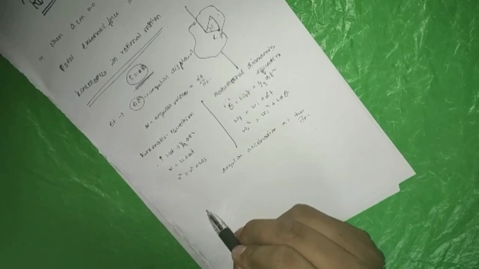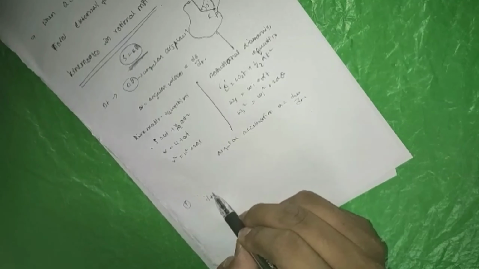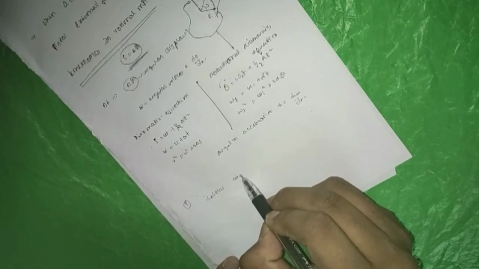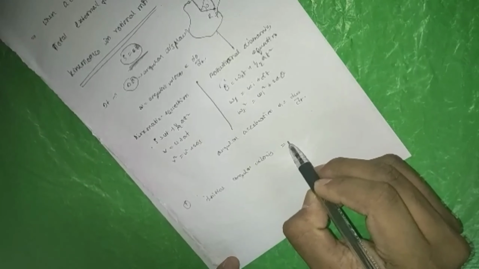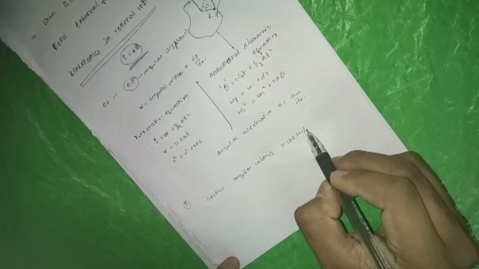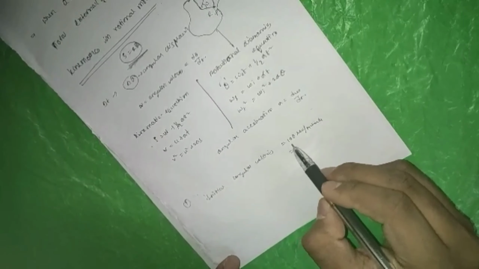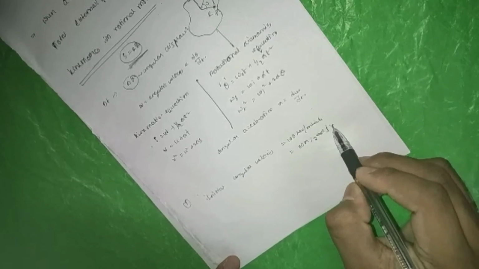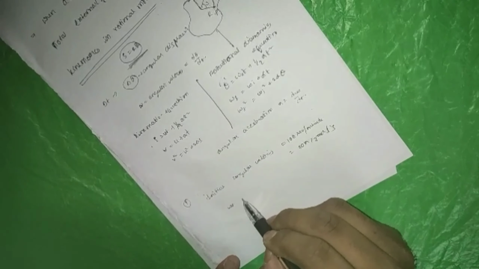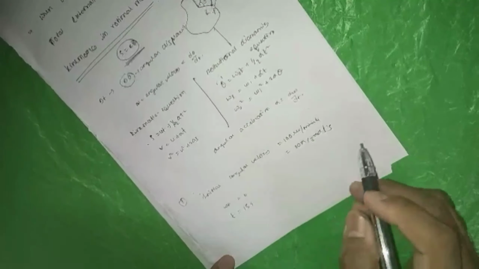Okay, now the initial angular velocity. In the question we have initial angular velocity equal to 100 revolutions per minute. That is, we know, 10 pi by 3 radians per second. Also we have final angular velocity equal to 0 and the time interval is 15 seconds.